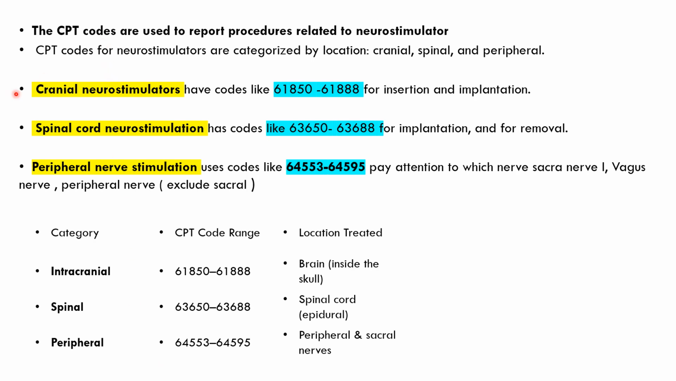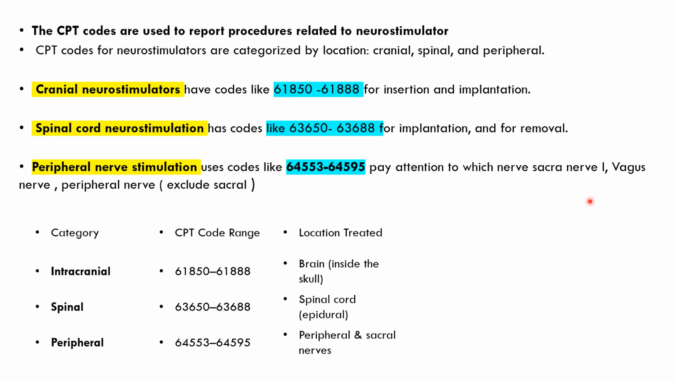Now, if you see the CPT codes, the neurostimulators are categorized by the location. So the neurostimulator can be cranial, spinal or peripheral. And depending upon that, we have a code range. Like the cranial neurostimulator has the code range from 61850 to 61888. And this could be for insertion, implantation, removal, replacement. Then we have the spinal cord neurostimulator, which is in the code range of 63650 to 63688, and that is for the spinal. And we have peripheral nerve stimulation, which is in 64553 to 64595.